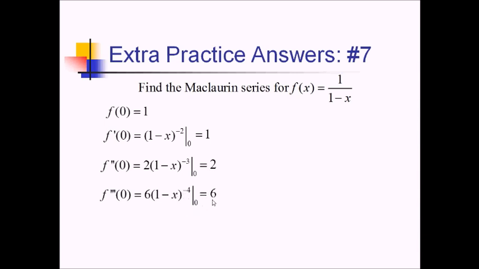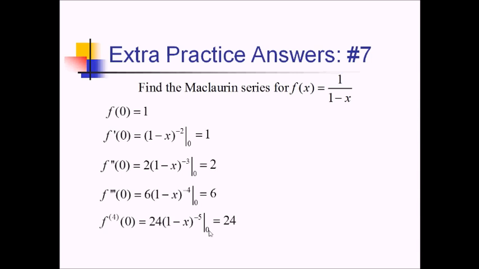And just to get a little bit more data in here, because these derivatives don't seem to have a predictable pattern just yet, taking another one, this is going to be 24 positive out in front, 1 minus x to the negative 5th. So evaluating that at 0 gives me just 24.